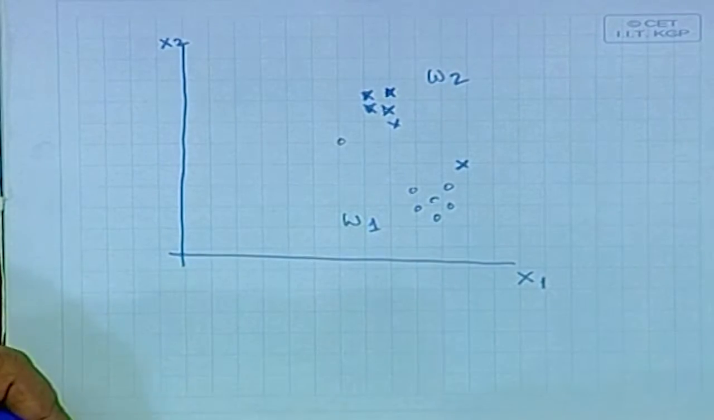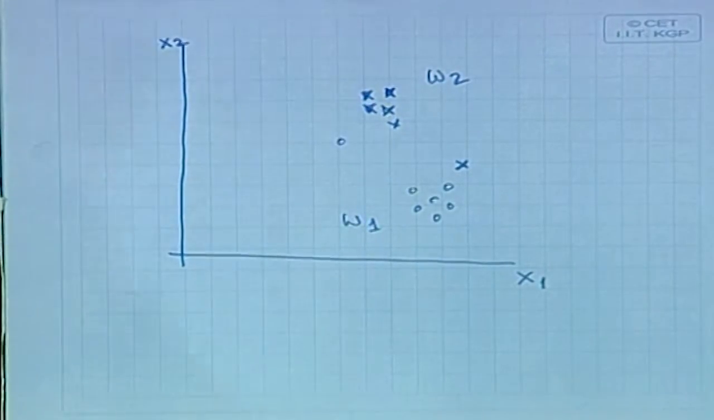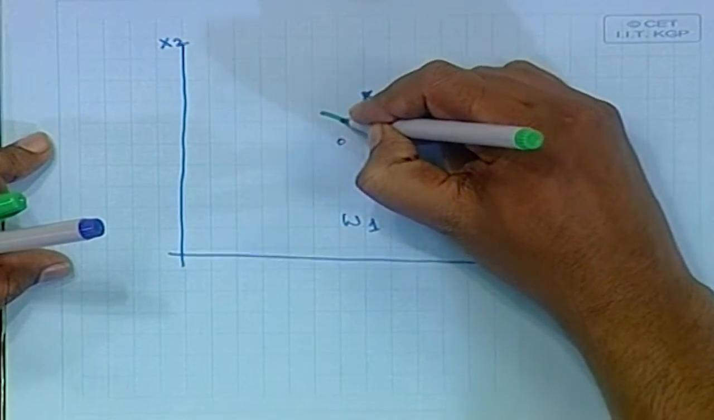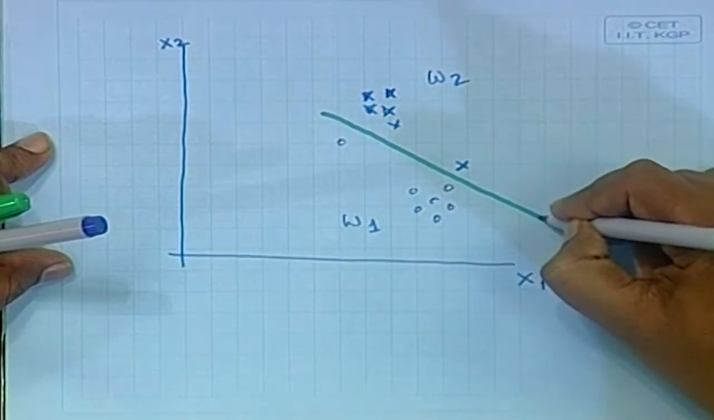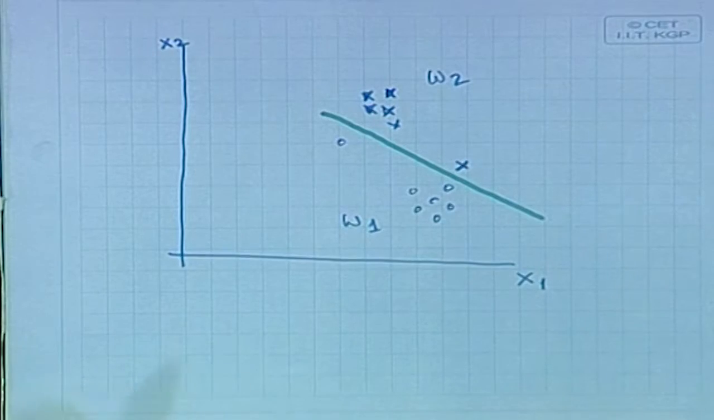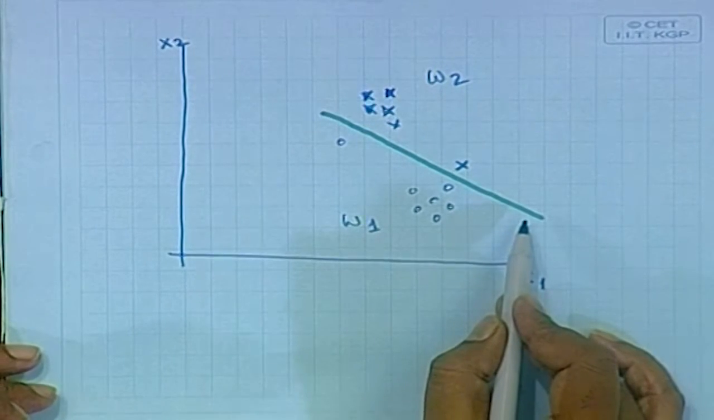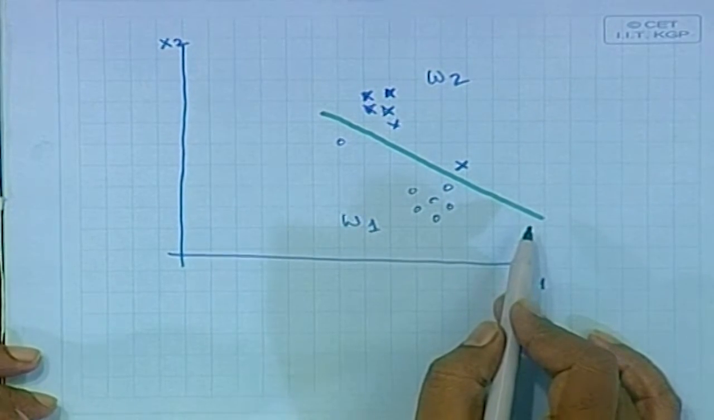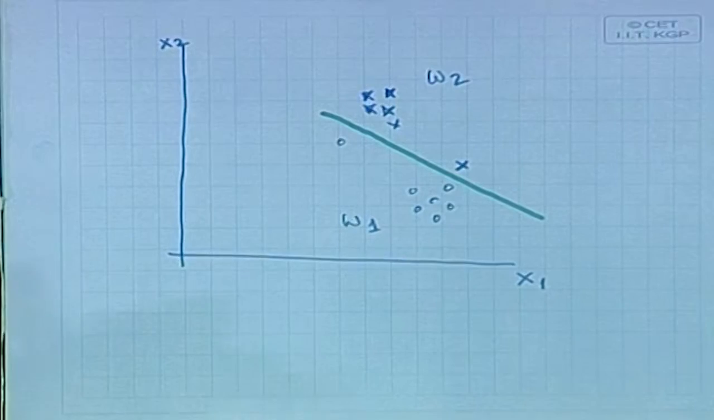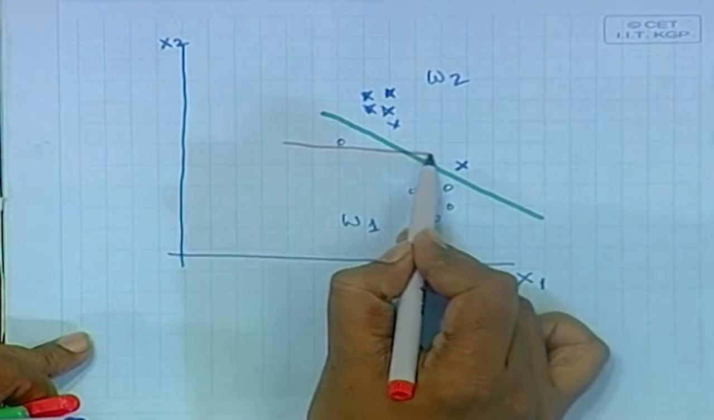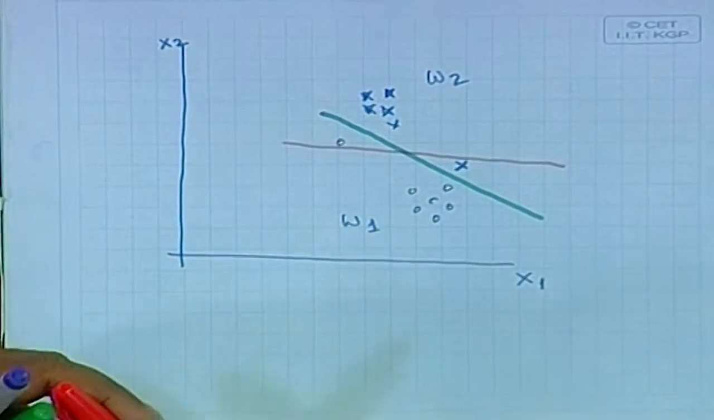Now, here you find that it is quite easy to find a line separating these two classes. Because these are linearly separable, I should get a weight vector which will define this line. But when I go for this mean square error based criteria function, I may land up with a boundary something like this.